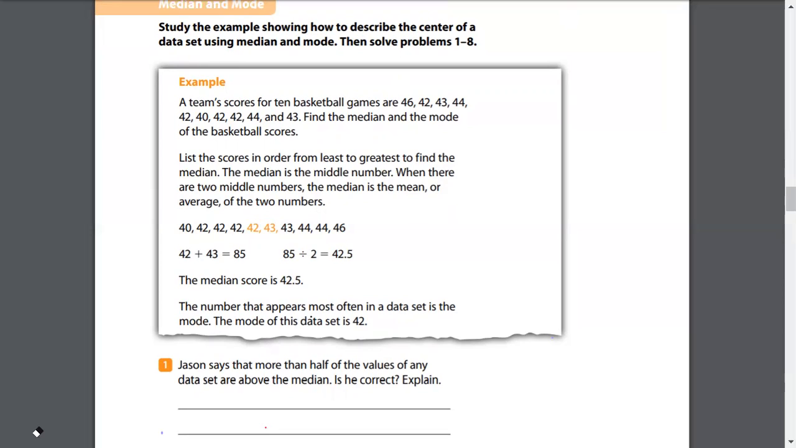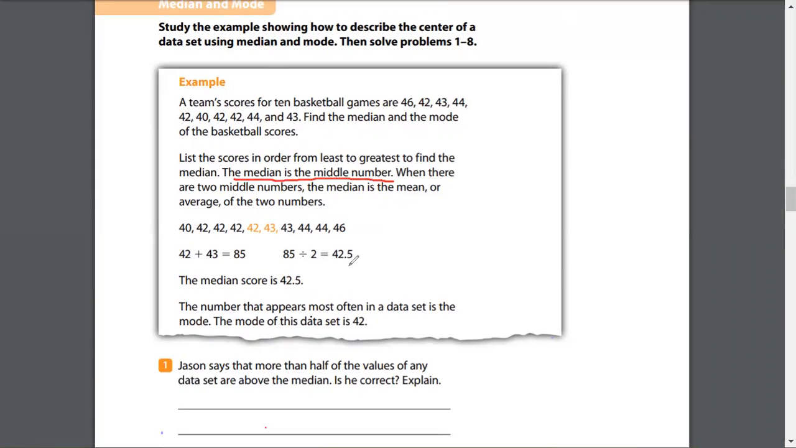Okay, so the definition of median means it's the middle number. So the first thing we're going to have to do is put the numbers, the data, in order from least to greatest in order to find out what the median is. As well as with the mode, sometimes you may have to put the numbers in order to find out the mode.